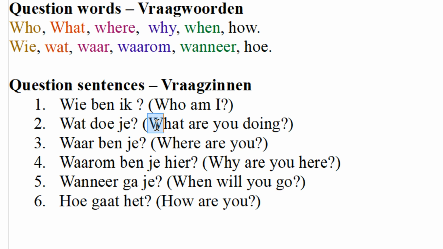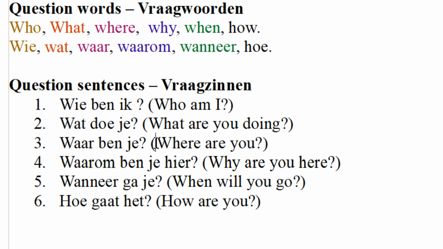Then what are you doing? And question mark. In Dutch we ask wat doe je? Wat doe je? Question mark. And please note that in Dutch we don't use h. The spelling of wat is w-a-t. Wat.